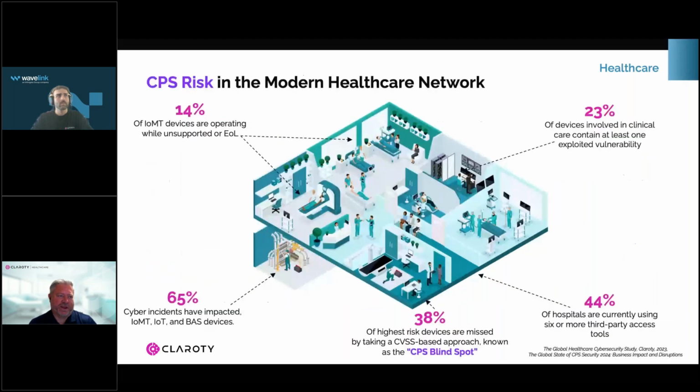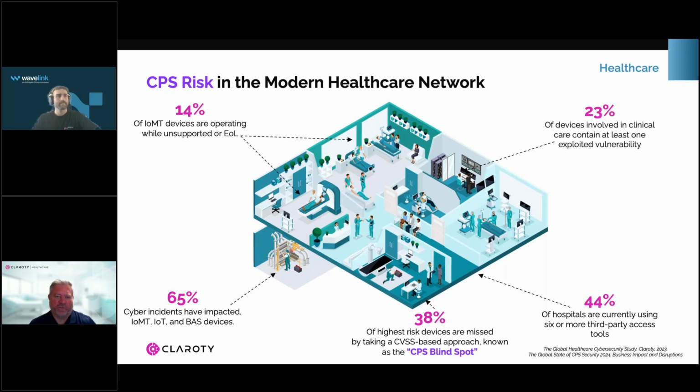So when we look at CPS in a modern healthcare network, there are four key things that we've identified as part of the State of Healthcare Security Report that you'll be able to download as part of the webinar. And this is across the fleet of customers that we have seen at Clarity. So if you look at where we see most impact, 14% of devices that are IoT are operating while they're unsupported or end of life. So that opens the door for exploits that have been around for quite some time.